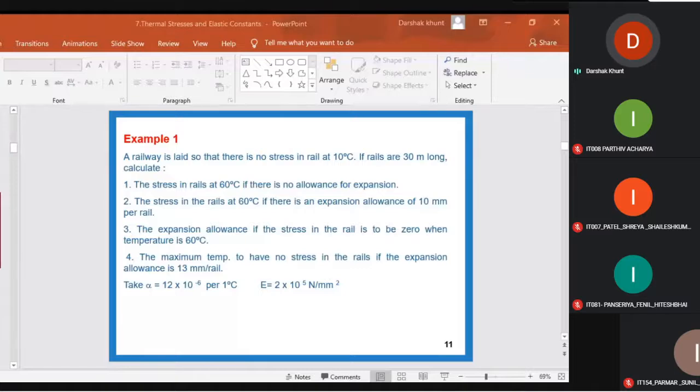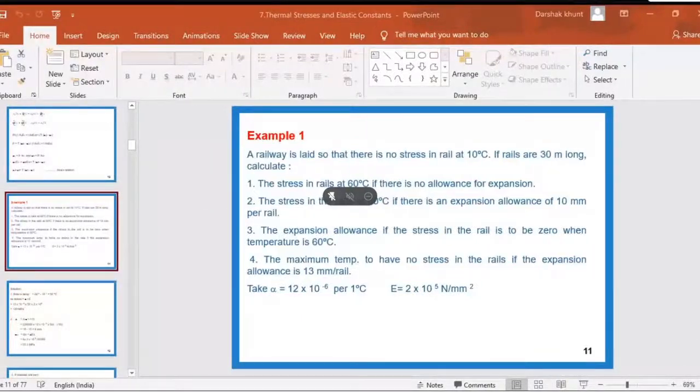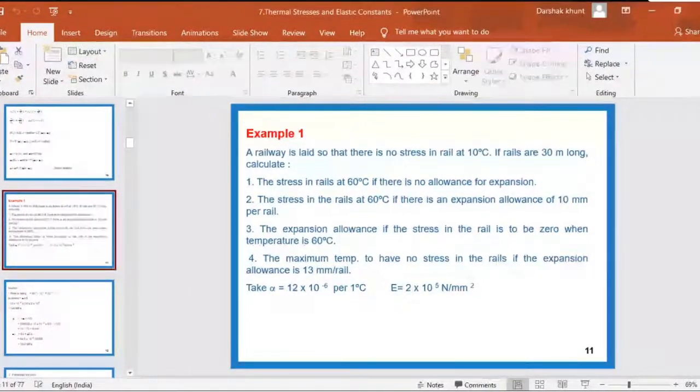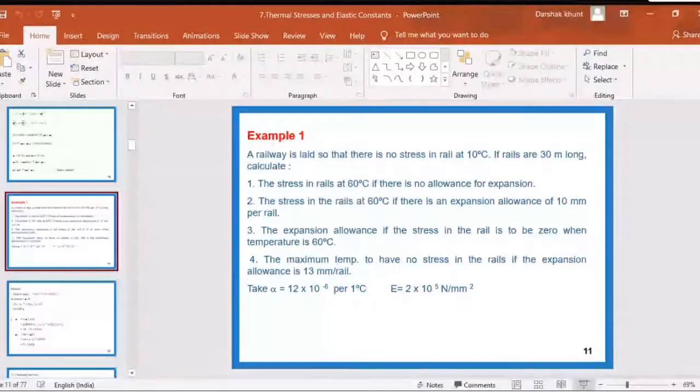Now let's see an example based on thermal stresses. A railway rail is said to have no stresses at 10 degrees Celsius. Okay. So the initial condition is given. Initial temperature is 10 degrees Celsius, and at 10 degrees Celsius, there is no stress in this rail.